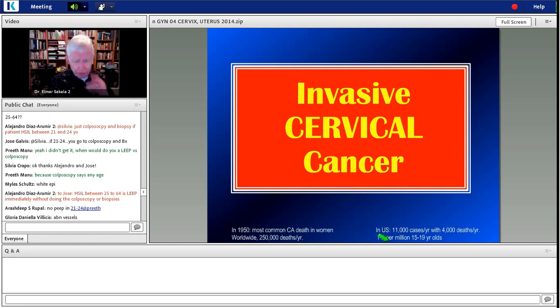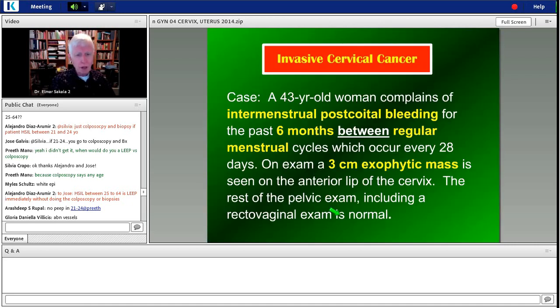But in 15 to 19-year-old women, the rate is only 1 to 2 per million. That's why we don't want to get too aggressive searching out HPV when the likelihood of finding something is so low. We're causing more harm than we are good. Okay, let's look at our case.